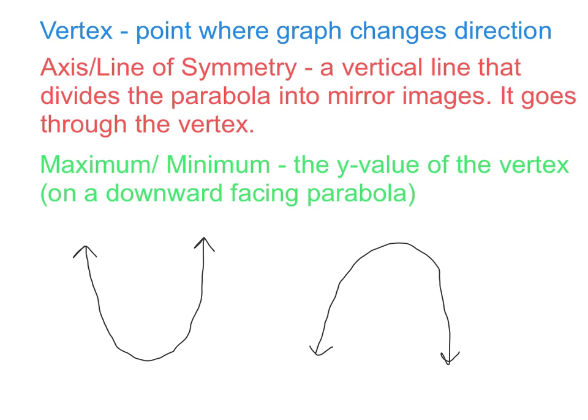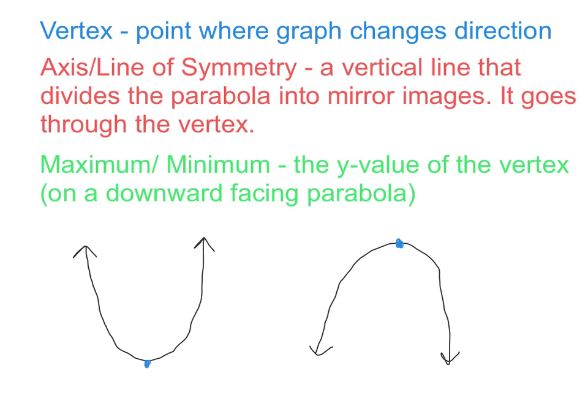Before we actually start graphing a parabola, I want to give you some vocabulary terms to help you be more familiar with the different parts of a parabola. So the first would be the vertex, and the vertex is the point where the graph changes direction. So if you look down at the bottom on the left-hand side graph, the vertex is going to be here at the bottom. And on the right side of the graph, that's going to be at the top. It's where the graph changes from going up to going down.